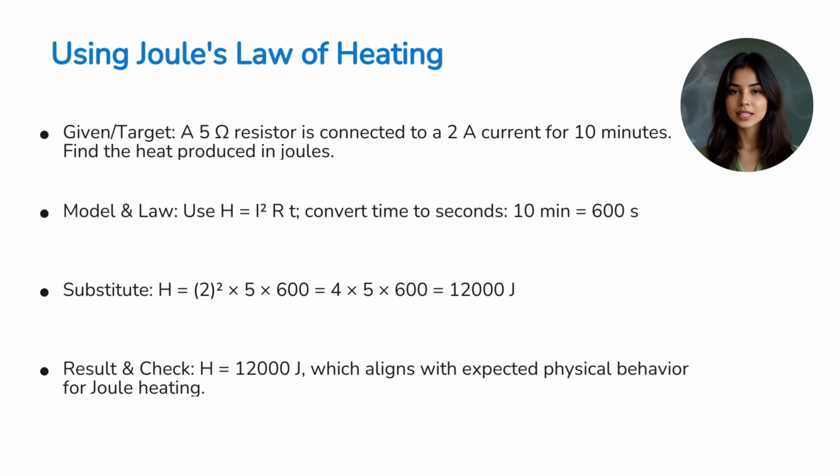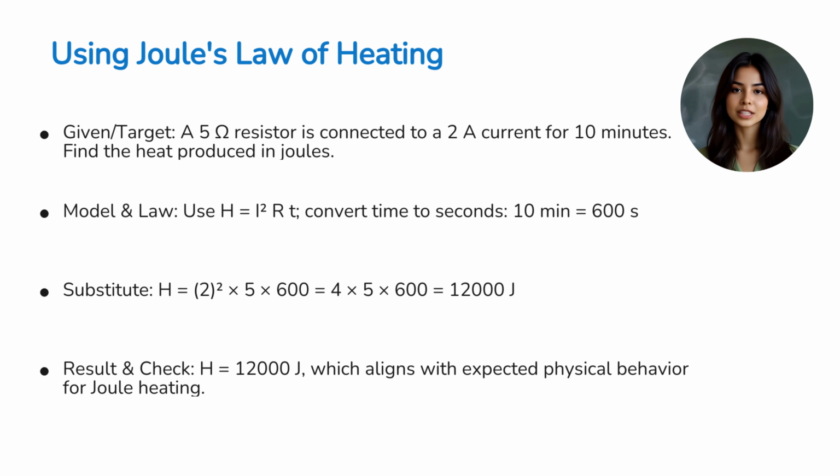Next, recall the heat formula. Heat equals current squared times resistance times time. Plug in the values. 2 amperes squared is 4, multiplied by 5 ohms gives 20, and then multiplied by 600 seconds equals 12,000 joules. So, the resistor produces 12,000 joules of heat in that period.